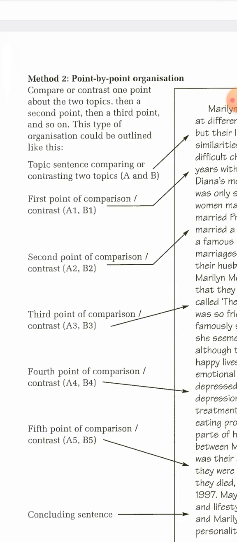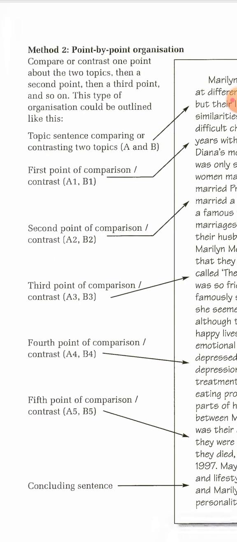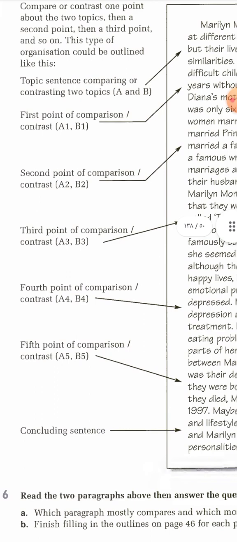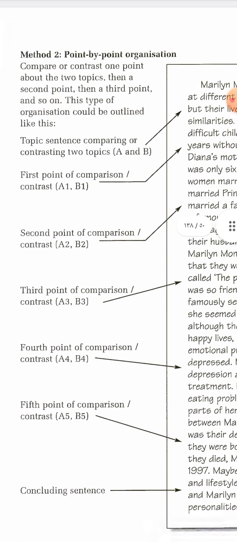First point of comparison and contrast. Second point of comparison and contrast. Third point of comparison and contrast. Fourth point of comparison and contrast, and fifth point of comparison and contrast, and finally the conclusion. Again, for the point by point comparison, it's not like block organization, it's point by point organization.